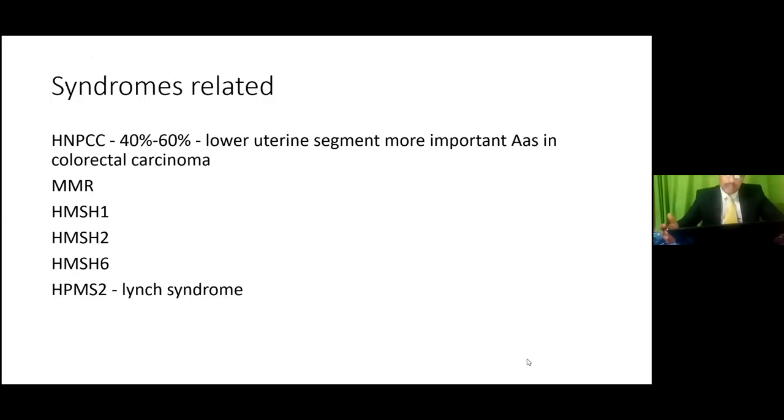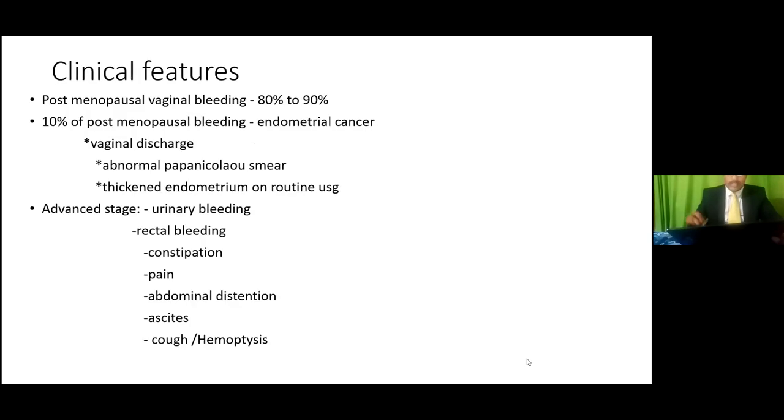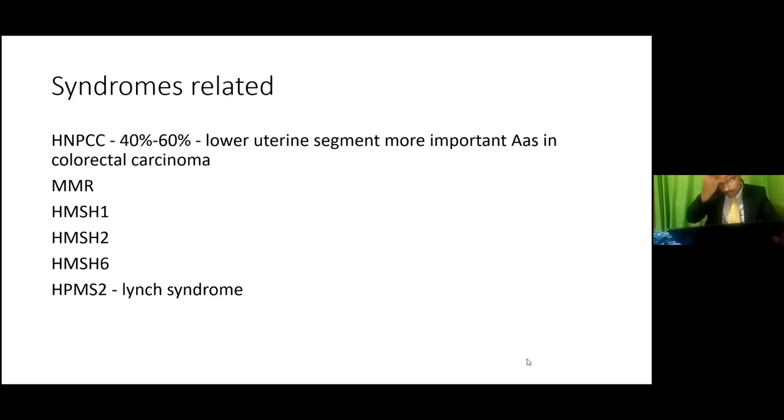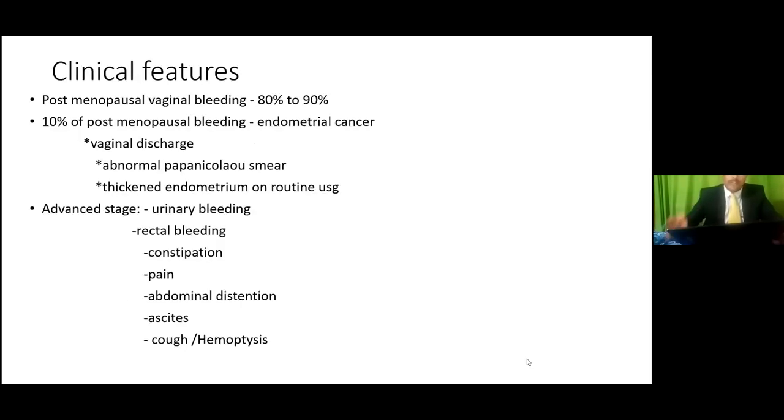And the syndromes which are related: hereditary non-polyposis colorectal cancer has an association of 40 to 60% with lower uterine segment predisposition, which is related to endometrial carcinoma, as well as defects in the mismatch repair genes MSH1, 2, and 6, and PMS2. These mismatch repair gene mutations have been associated with Lynch syndrome. So these are the syndromes which are associated: one is hereditary non-polyposis colorectal cancer, and another is Lynch syndrome, which is associated with endometrial carcinoma.